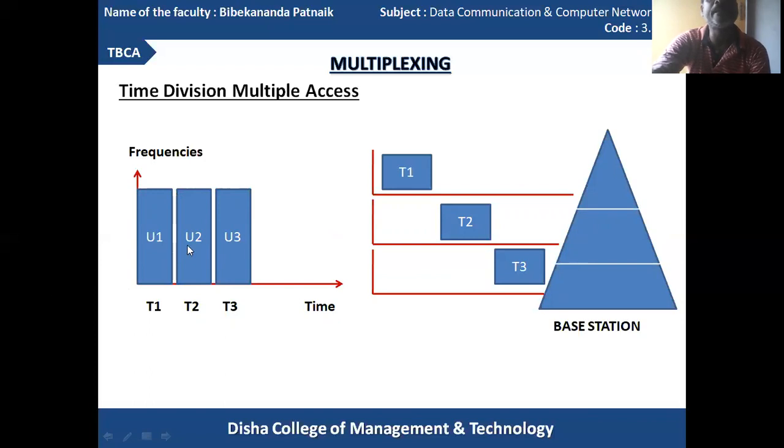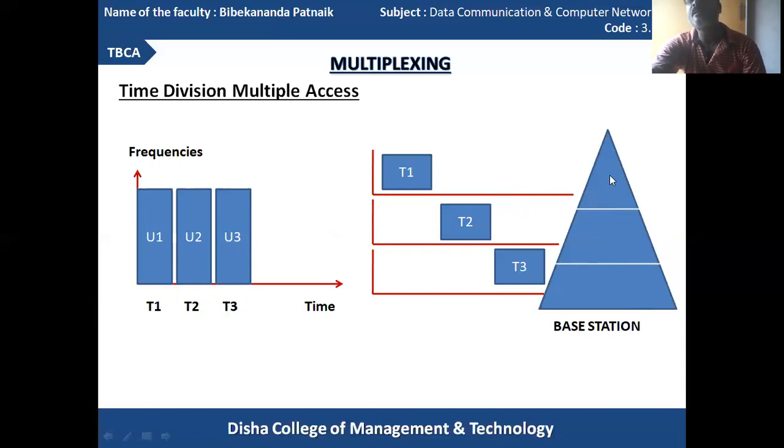So in this diagram there are three users, user 1, user 2 and user 3, over a time axis. User 1 is allocated the time slot T1, followed by user 2 with T2 and user 3 followed by the T3 time slot.